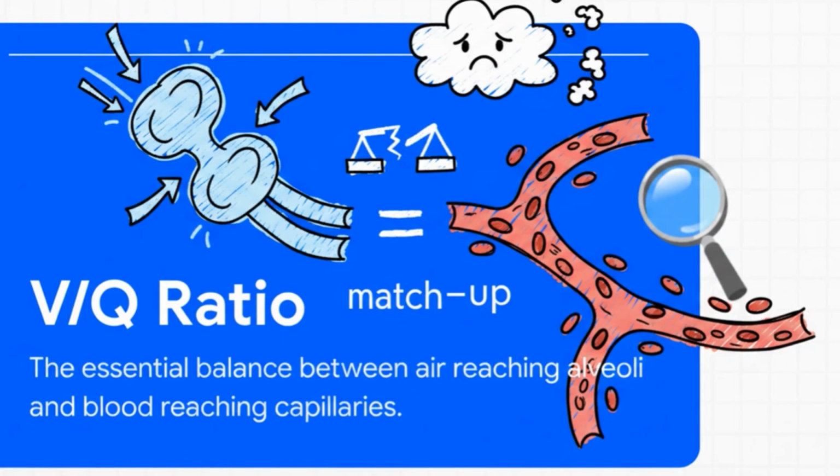So the absolute key to making this whole system work is a fundamental concept called the ventilation-perfusion, or VQ ratio. Now, what does that actually mean? It simply means that for our lungs to do their job, the incoming air, that's the ventilation, must perfectly match up with the blood flow, the perfusion. If either one of these gets out of sync, the whole system really starts to suffer.